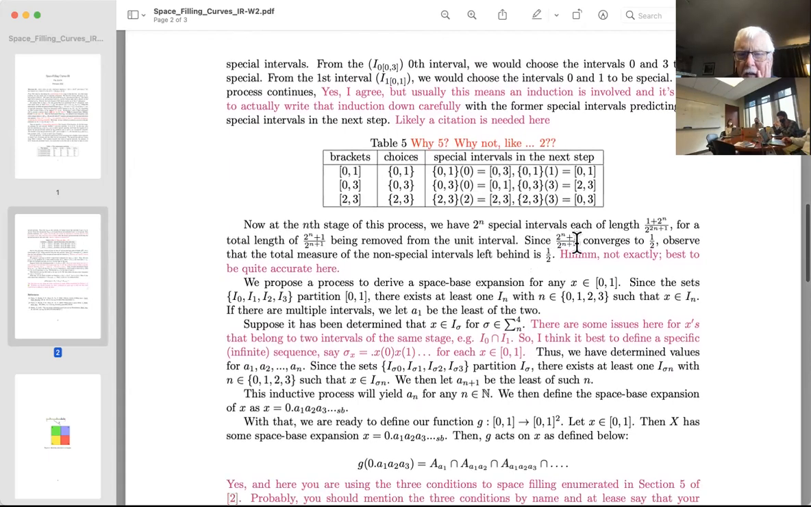And this should actually be a sequence. This converges to 1/2. Observe that the total measure of the non-special intervals left behind is 1/2. That is not exactly true, because it depends on what you mean by total measure, but this is a countable process. It's an infinite process. And when you're done, you don't have any intervals left.